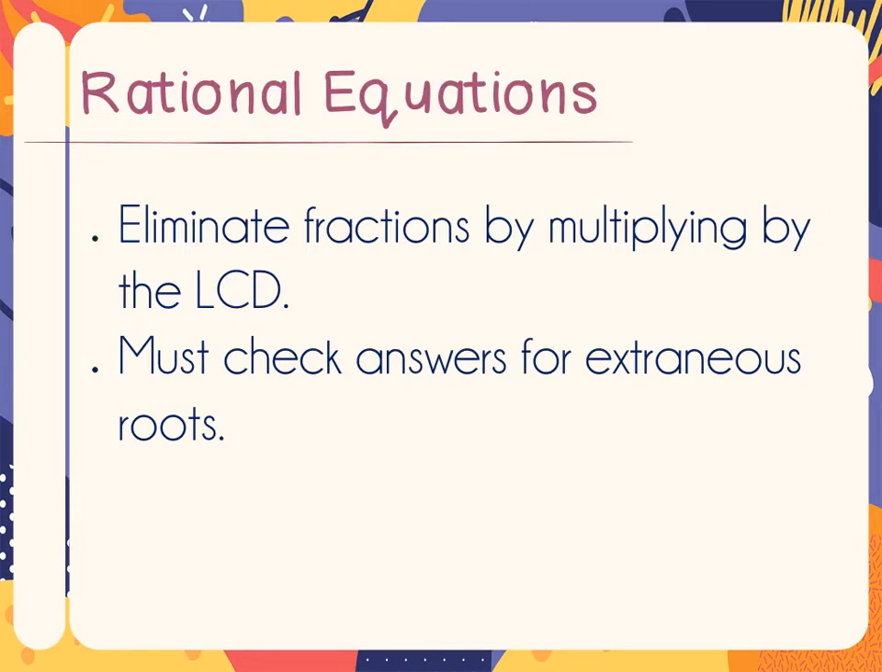So the things we're going to do are eliminate those fractions, kind of like what we did with yesterday's stuff. We're going to figure out what the least common denominator is, and then we're going to get rid of it by multiplying each term by that least common denominator. The big thing here is these answers must be checked.